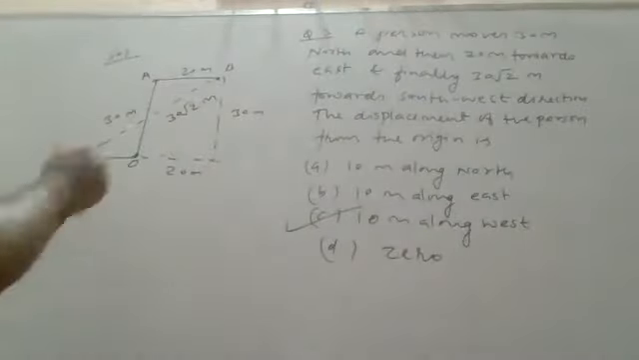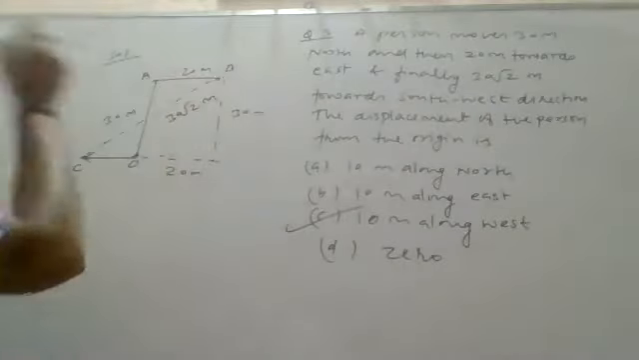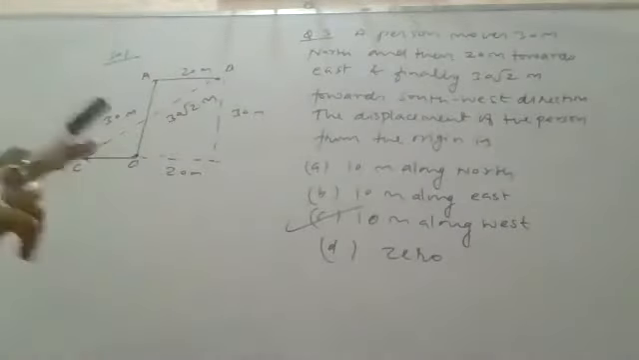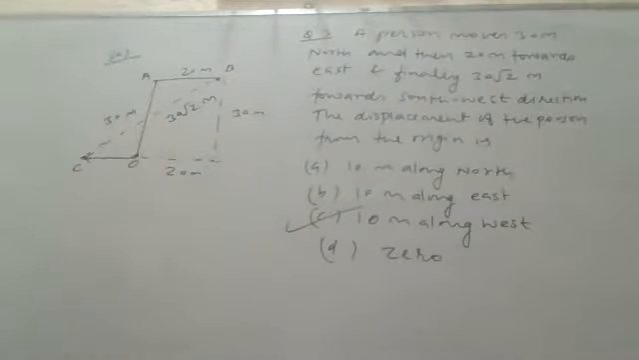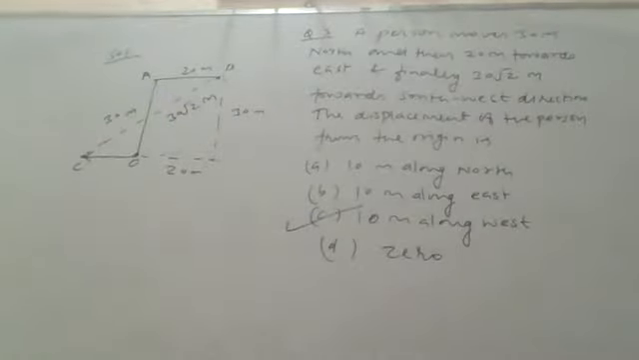It is not 0 because the square root of the squares of 20 and 30 is not 30√2. That's why it is not touching this point, not coming back to the origin. Hopefully the question is clear to all of you.